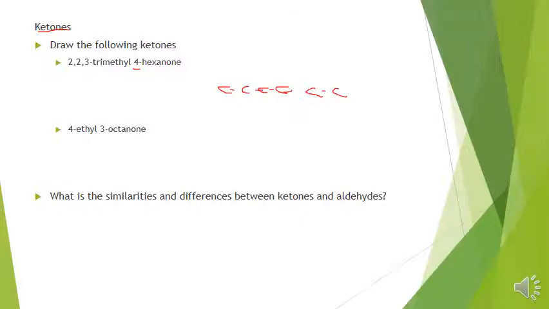Okay, my bonds are kind of screwed there. And I want to have the hexanone come off number 4. I'm going to go right to left here, so I'm going to put it right here. 1 carbon, 2 carbon, 3 carbon, 4 carbon. I have 3 carbons coming off. 1 here, actually 2 here, and 1 here. 2 off of number 2. It's a trimethyl, so there are 2 methyls coming off of 2 and 1 off of 3. And there you go.